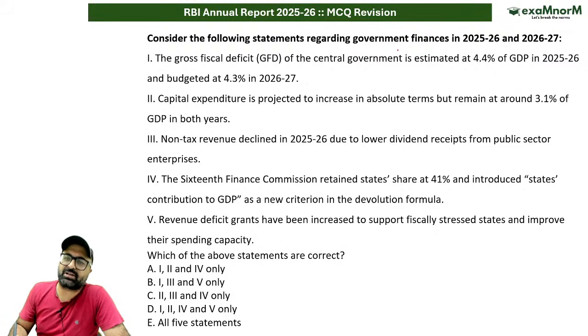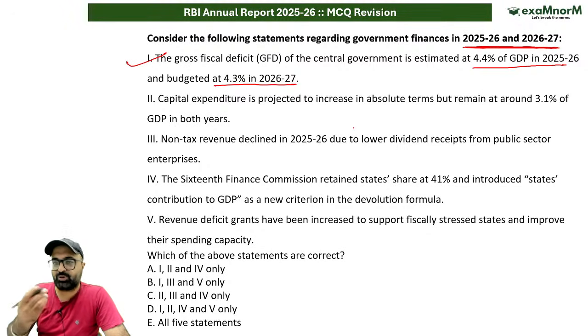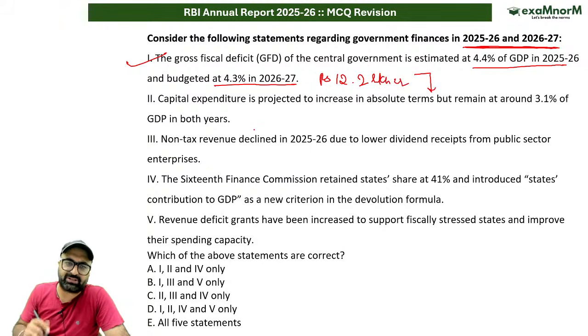Look at the next question. Consider the following statements regarding the government finances in 2025-26 and 2026-27. The gross fiscal deficit of the central government is estimated at 4.4% and 4.3%. Correct. Capital expenditure is projected to increase in absolute terms but remain at around 3.1% of the GDP. So in absolute terms it will increase to around 12.2 lakh crores for the current financial year, for the budget which has been presented, and 3.1% of GDP is correct.